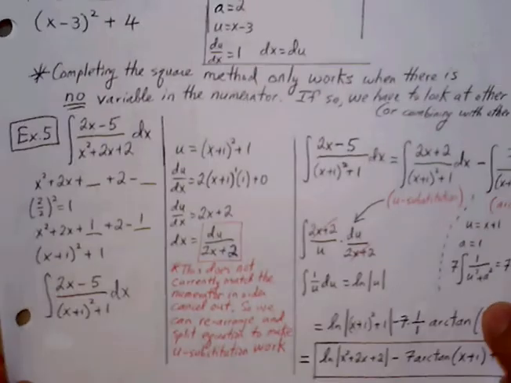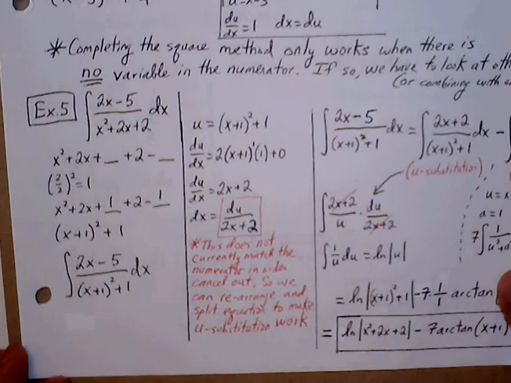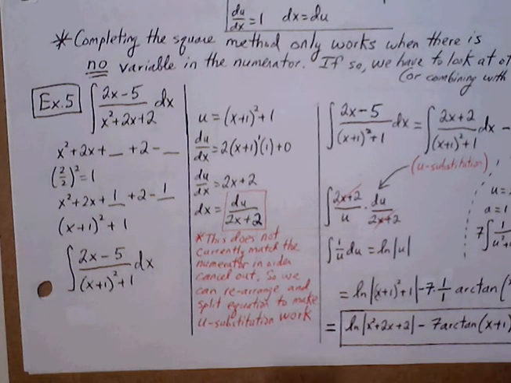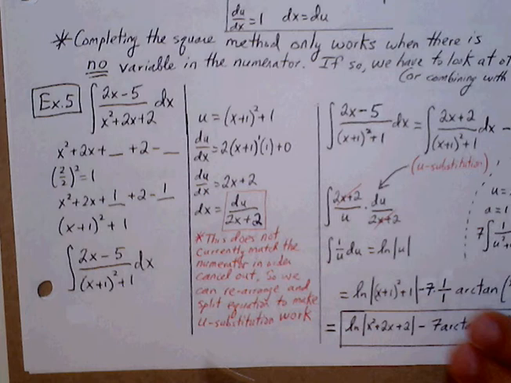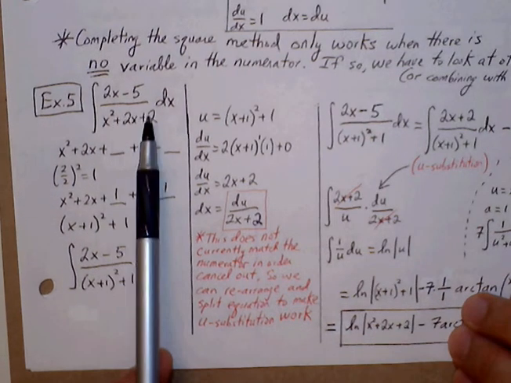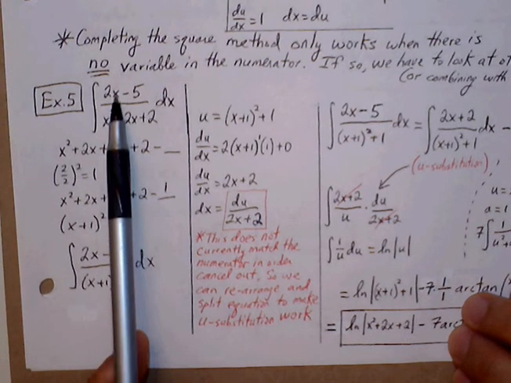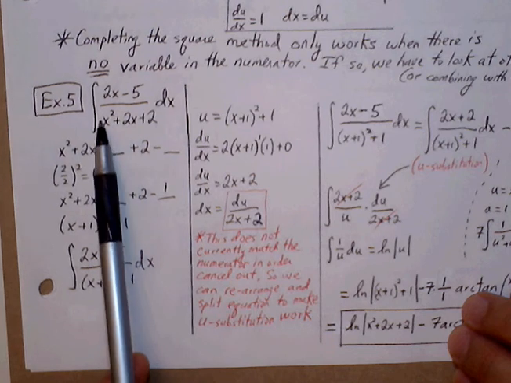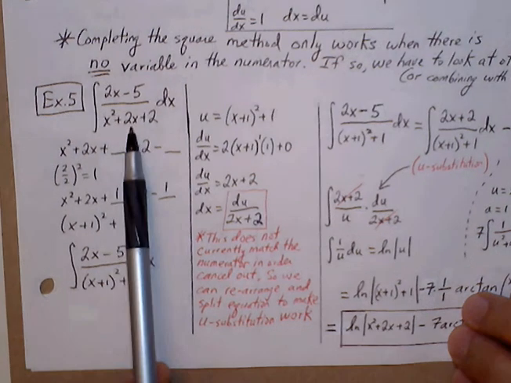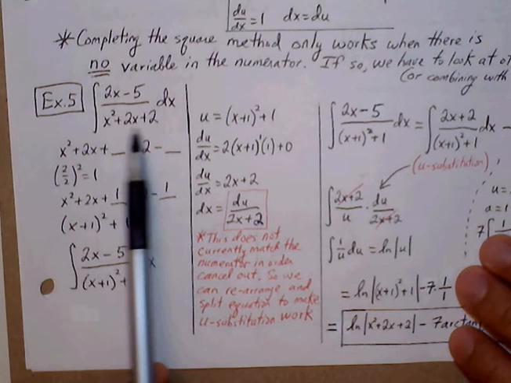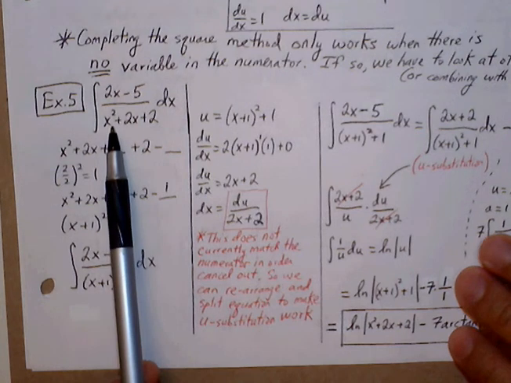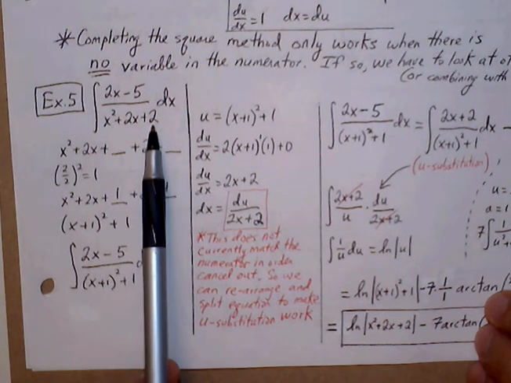Okay, so example 5, we have the integral of 2x minus 5 over x squared plus 2x plus 2. Okay, if you look ahead, we can't split this up. We're not going to be able to use synthetic division. Use substitution won't work either. But let's see if we complete the square, if that will get us anywhere.